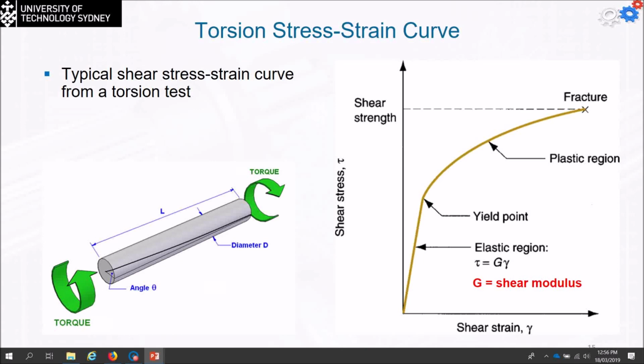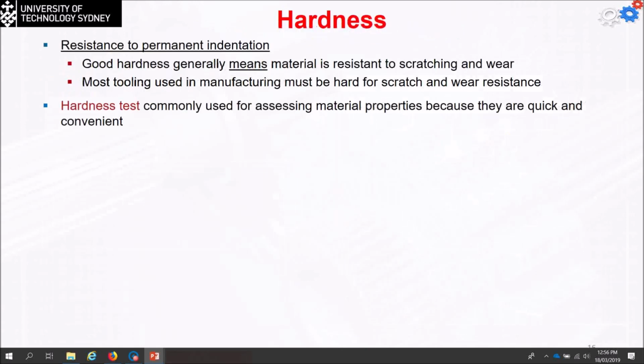The hardness, and actually I start to make videos for this lecture from this section. The hardness of the material is its resistance to permanent indentation. So that means if I have a soft material, I can simply make a permanent deformation in it with minimum force.